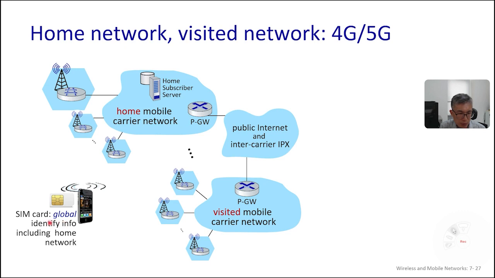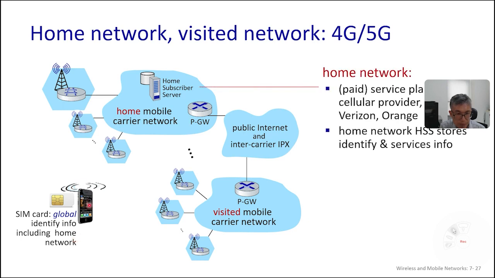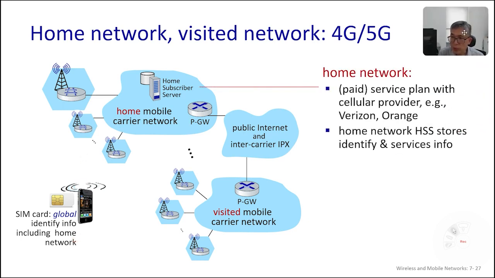Your smartphone is identified by the SIM card's ID, global identity information including the home network. The home network is where you pay for a service plan with the cellular provider. In the United States, Verizon is a cellular provider. In France, Orange. In Korea, SKT, KT, or LG U+. The home HSS, home subscriber service, stores identity and services information.